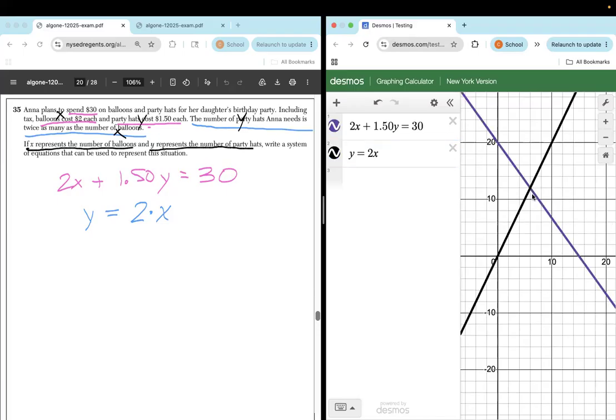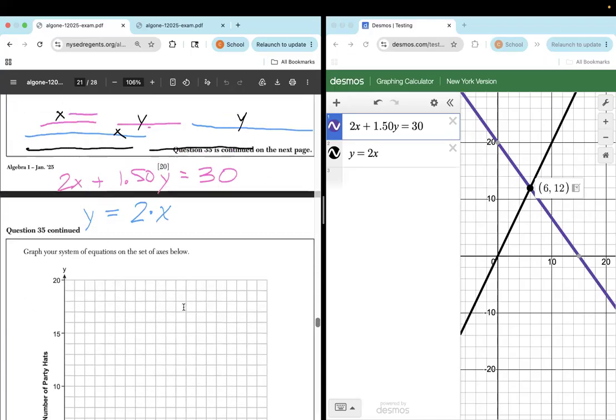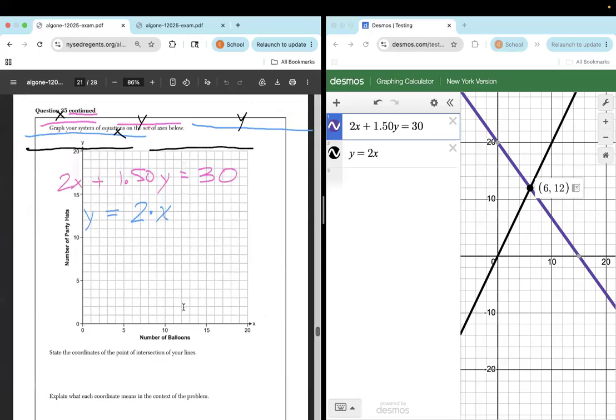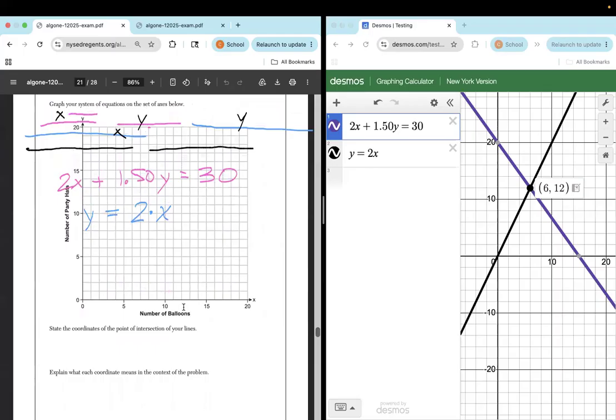So it'll be where the lines cross. So that's my solution. Okay, let's use this to answer the next question. But for now, you should have a system written down, system of equations. Okay, graph your system of equations, state the coordinates of intersection, and explain what it means.